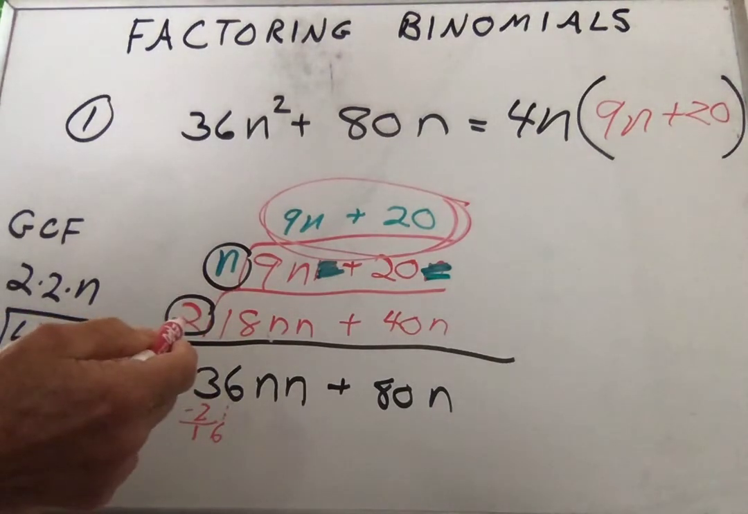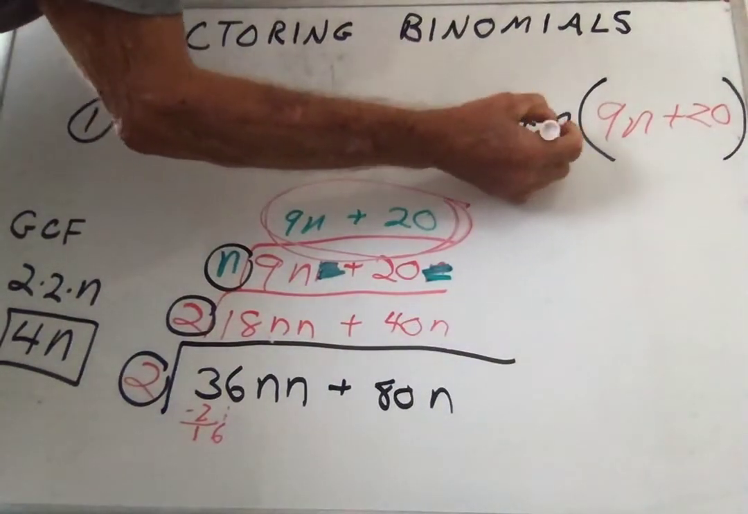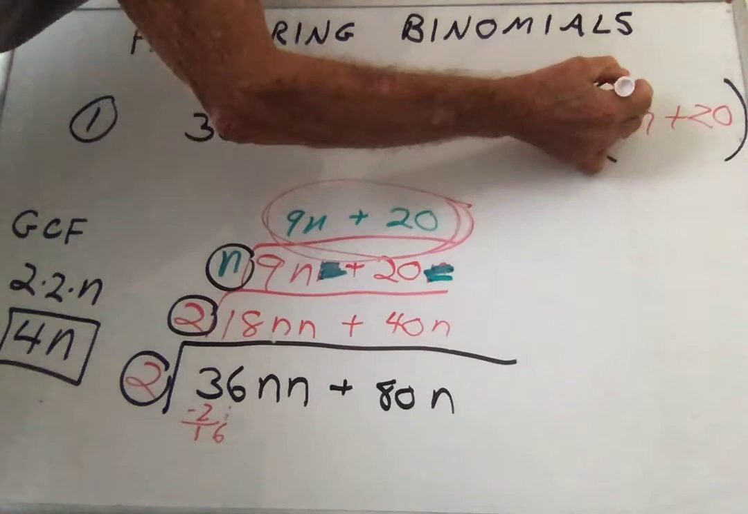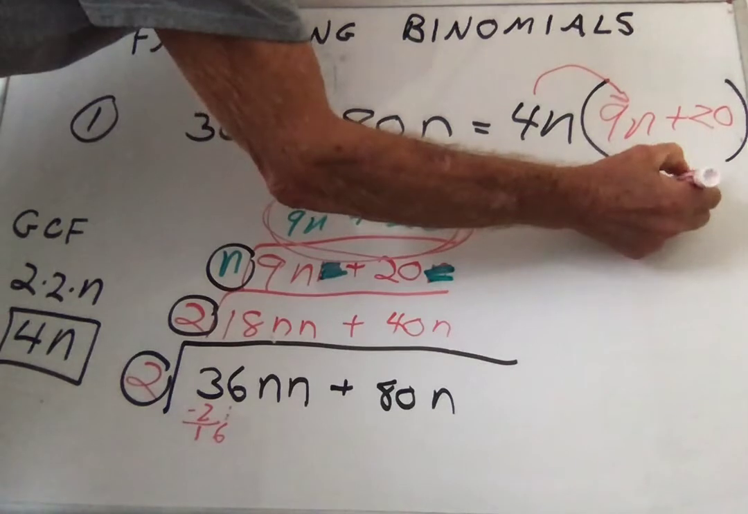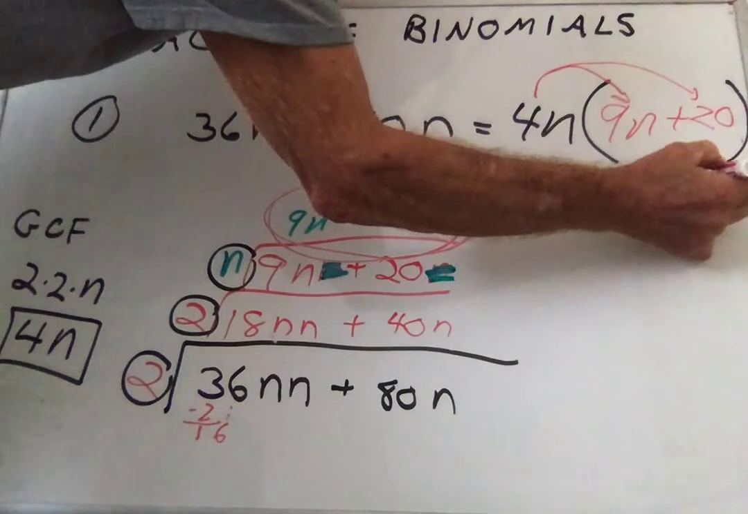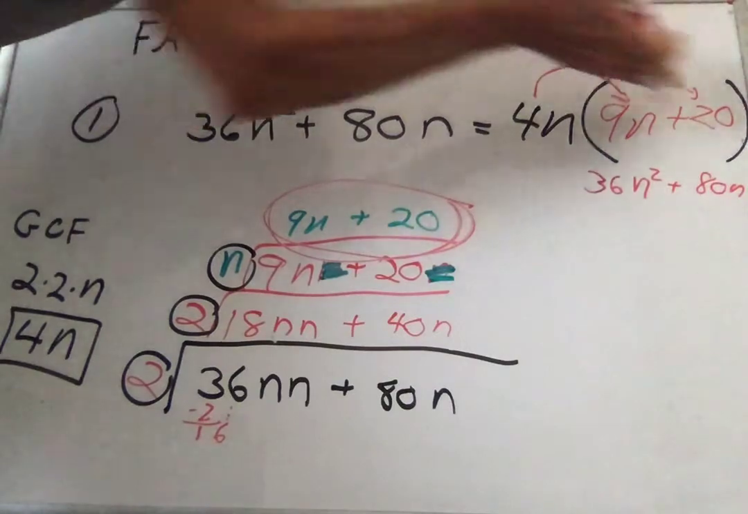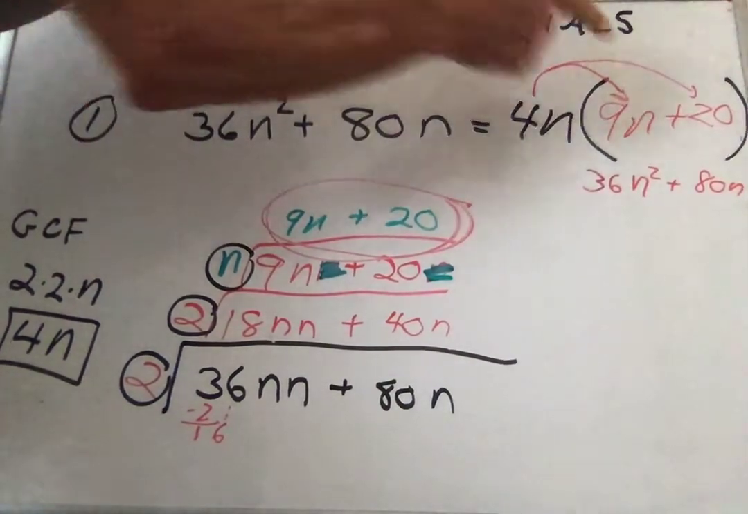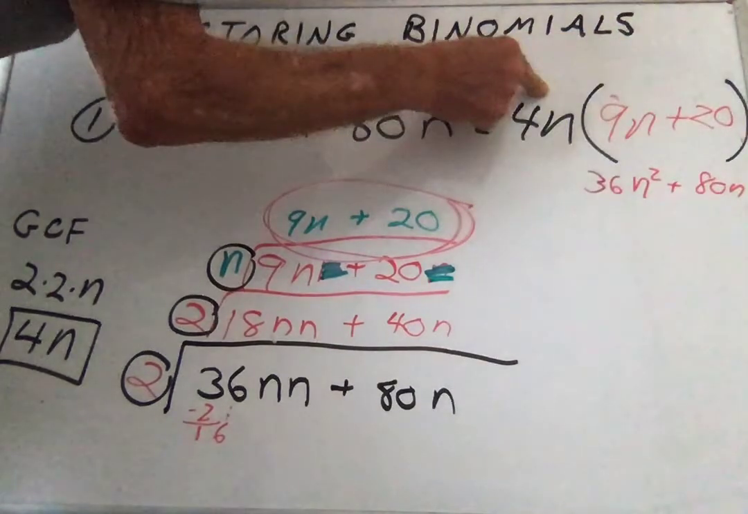And what's tricky about all this is if you do the distributive property, 4n times 9n is 36n squared. 4n times 20 is 80n. So this equals that. It just looks different. And you're going to find in a whole lot of stuff that this version is useful, and we will do another example.